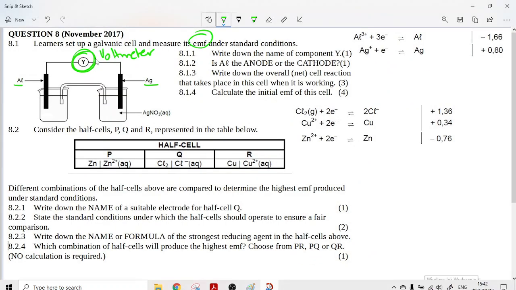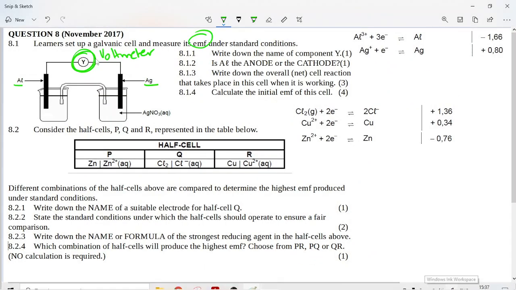So if you go back to the question, it says, is aluminium the anode or the cathode? When you do these questions, you should always remember oil rig, red cat. And red cat stands for reduction occurs at the cathode. So if we look at the table, the silver reaction, can you see I've cropped them out here? The silver reaction is positive. It is the forward reaction. It is a reduction reaction.